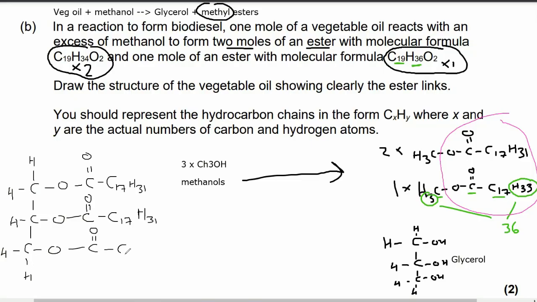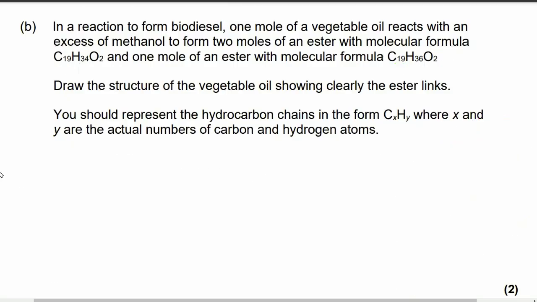And there we go. This one is slightly longer because this is from the longer ester, C19H36O2. So great. Okay, yeah, there's our ester link. We've clearly shown that, which was part of the question. So there you go. That's 2 marks for our vegetable oil, 1 mark for the ester links, 1 mark for the correct carbon hydrogen numbers on those 3 chains. Okay, let's move on.